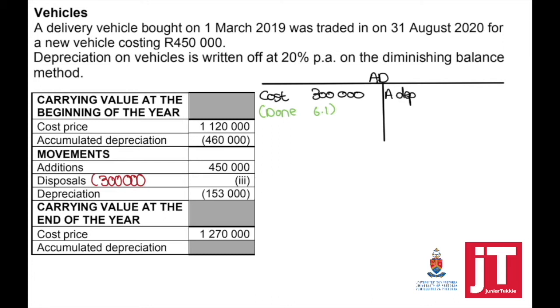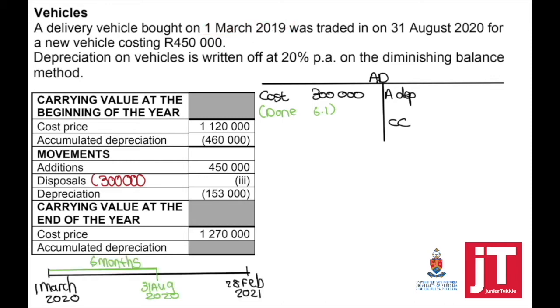Step number 3, take out the total accumulated depreciation. Step number 4, record the selling price. Now remember, traded in means our details will be creditors control. This is just to revise it. Step number 5, calculate if we made a profit or a loss.